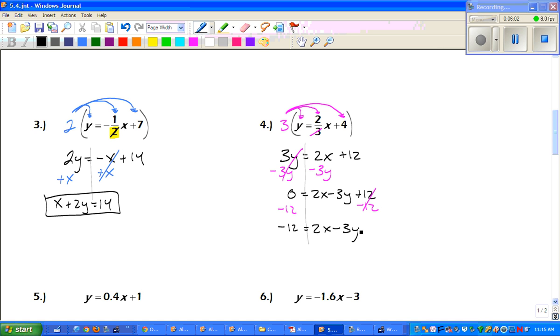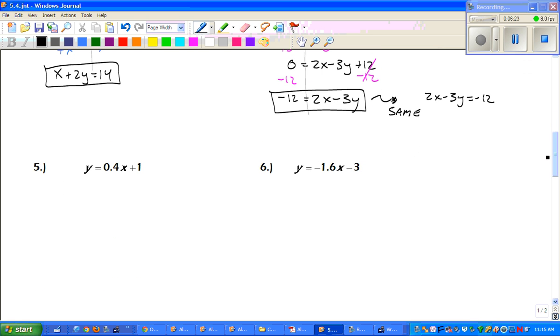It's in standard form. X and y are on the same side. X is positive, and we don't have any fractions or decimals. Okay? And just like that other one, we said that that's the same as 2x minus 3y equals negative 12. Okay?